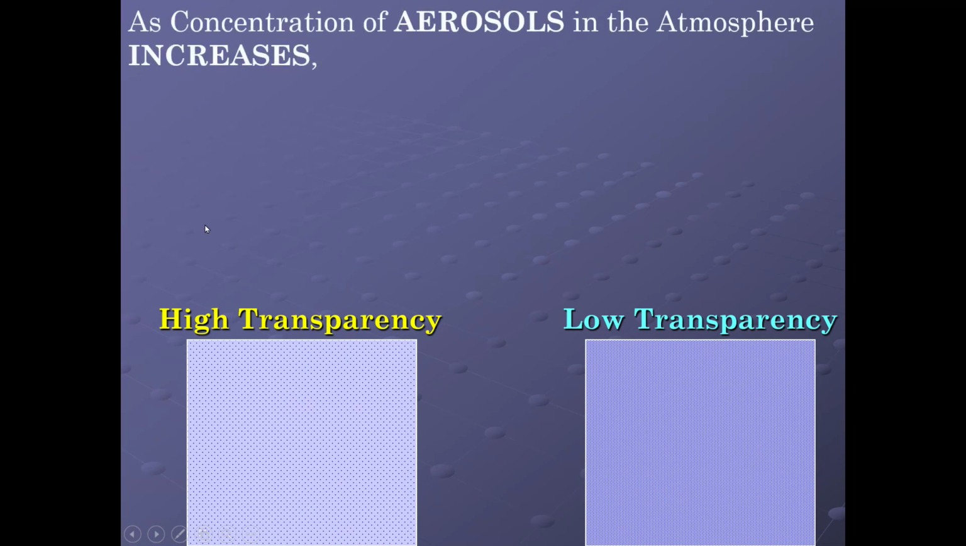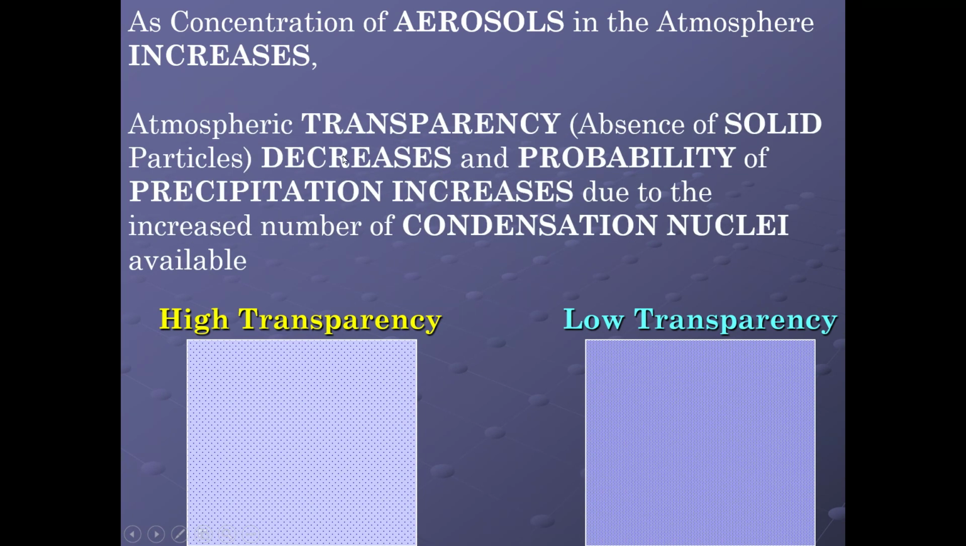Now, the term atmospheric transparency has to do with how clear the atmosphere is. If you have a whole bunch of aerosols like dust and smoke and pollen in the air, it makes the air less transparent. So as concentration of aerosols in the atmosphere increases, atmospheric transparency decreases. Now, if you have more of the chunks of stuff in the air, that's going to increase your surfaces for water to stick to, and it's going to increase your chance of precipitation. So low transparency air with lots of surfaces for water to form on is going to increase your chance of precip.